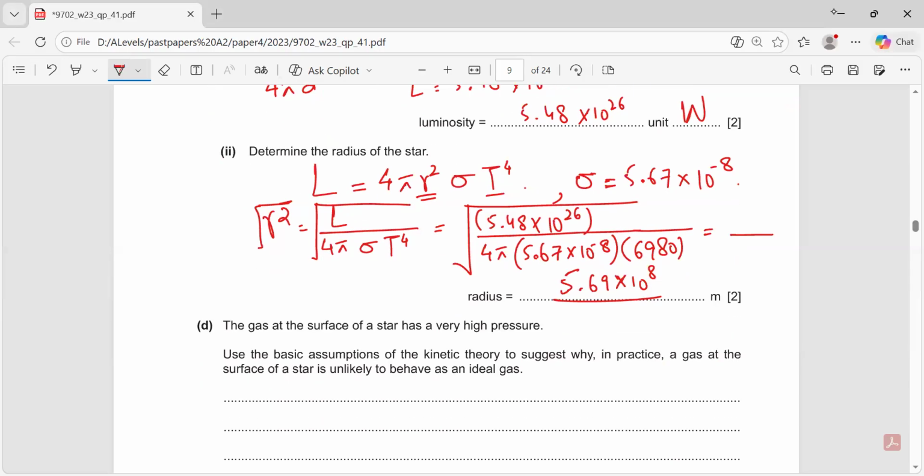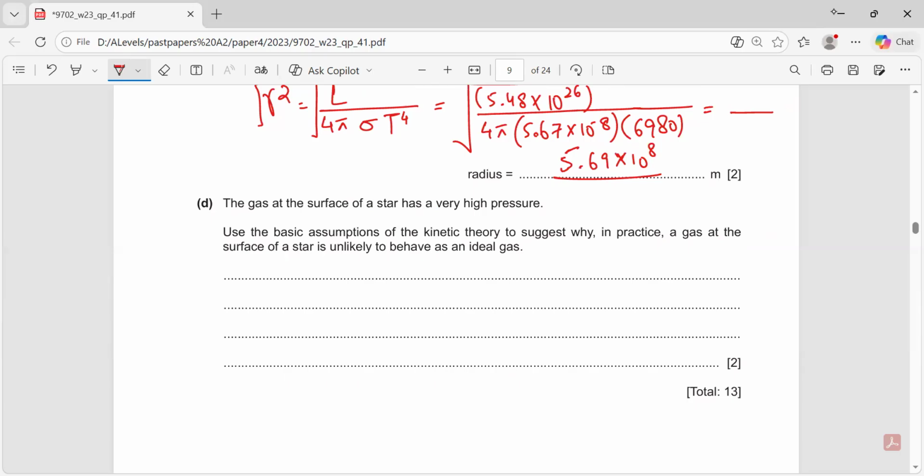Next, it says that the gas at the surface of a star has a very high pressure. Using the basic assumptions of the kinetic molecular theory, suggest why in practice a gas at the surface of a star is unlikely to behave as an ideal gas. In an ideal gas, particles are very far apart from each other. But here that point is contradicted. If the pressure is high, the particles are going to be close to each other.